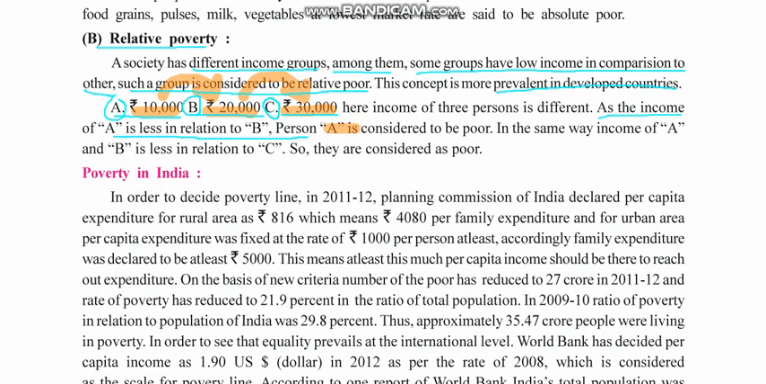See, A is considered to be poor. In the same way, A and B are less in relation to C, so they are considered poor. So you can say that C is the rich person, and A and B both are considered poor in comparison to C. So this is termed as relative poverty. Okay.